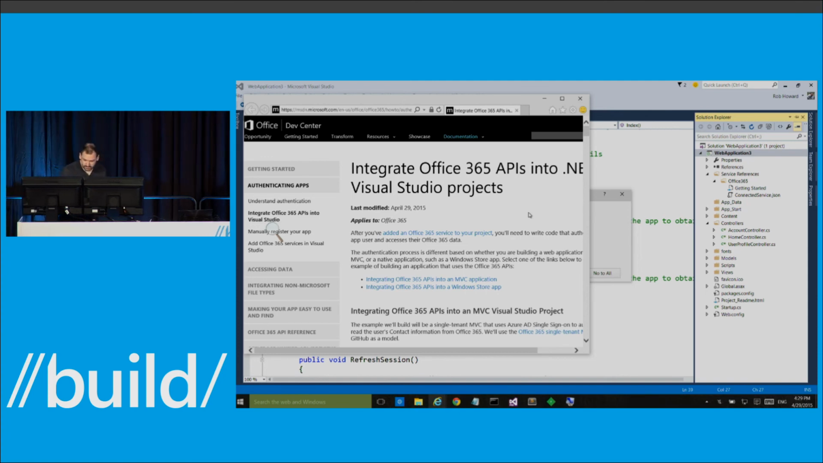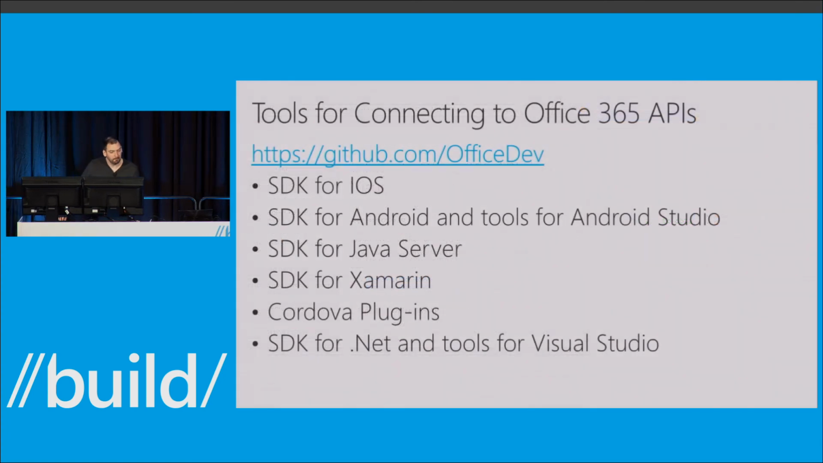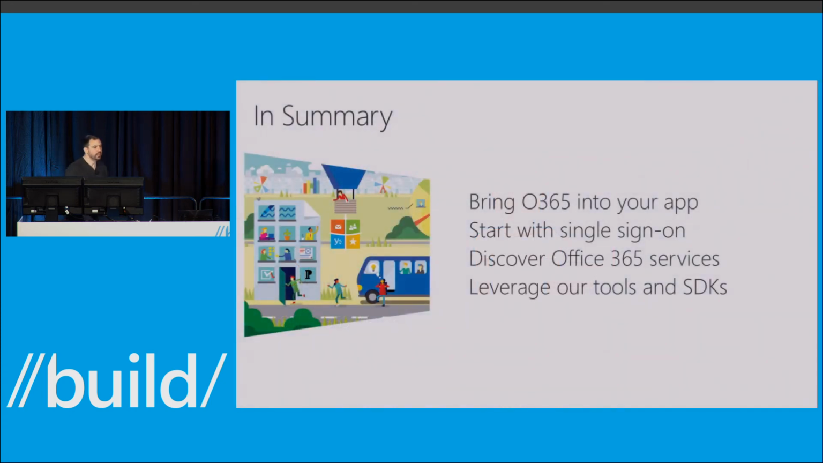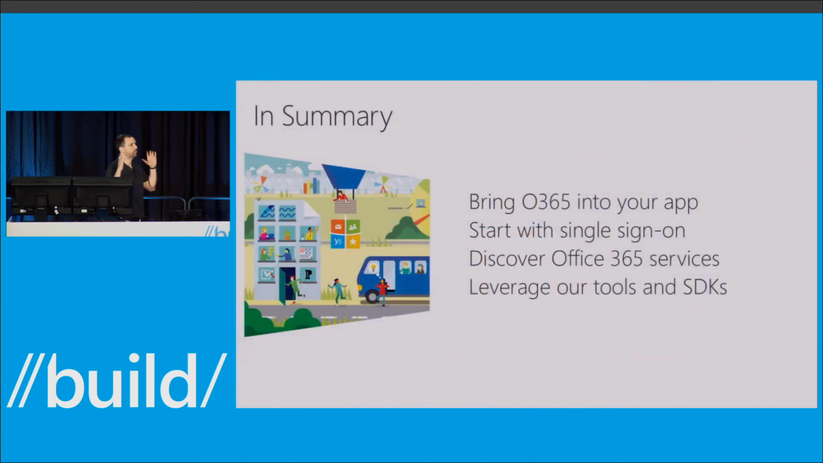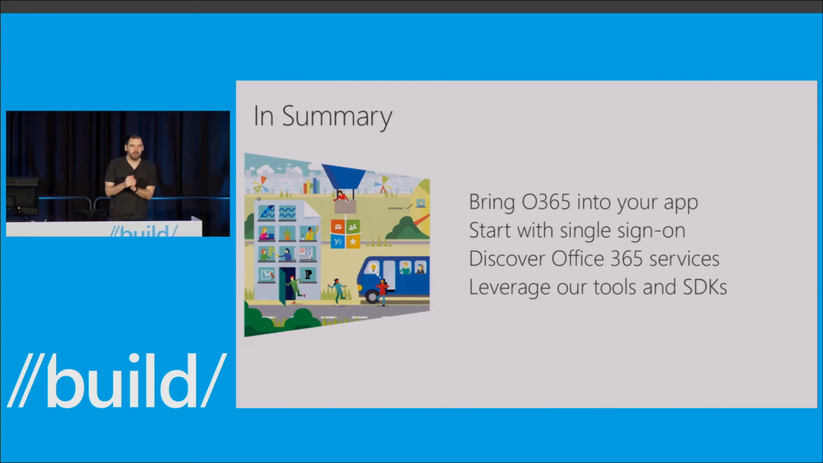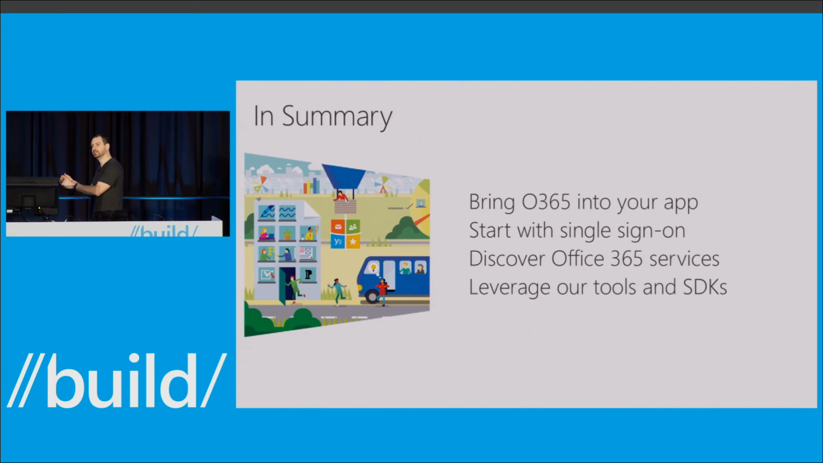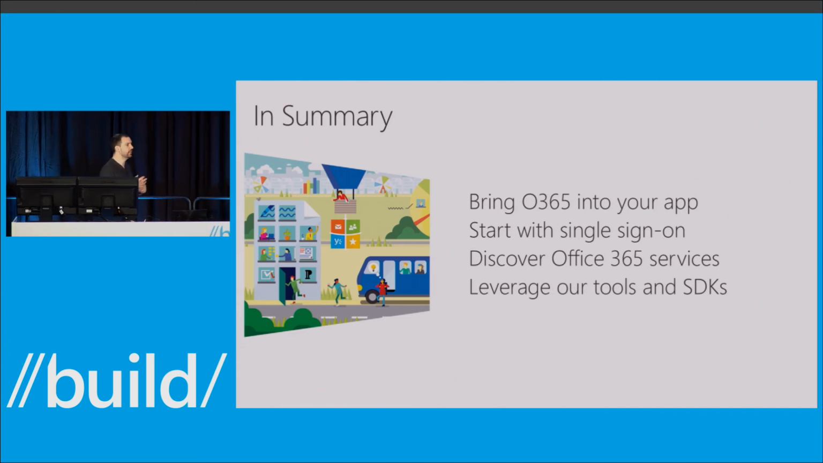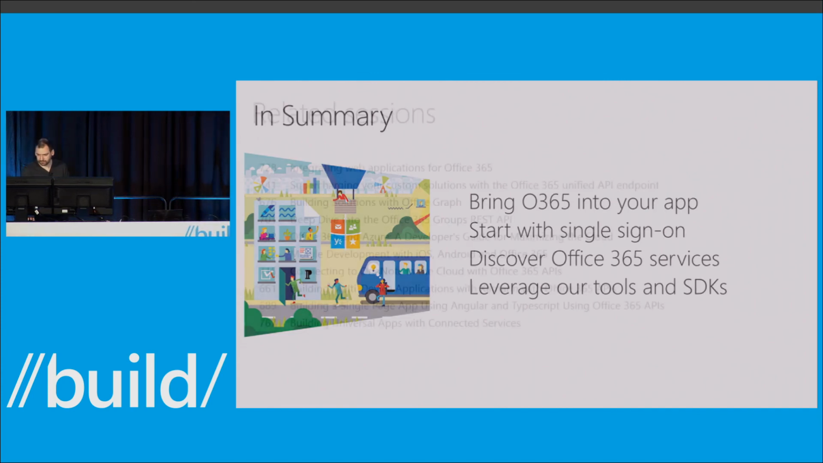I'm going to go back to PowerPoint and finish up. I think I have like 30 seconds. So that was the demo of Visual Studio. In summary, bring Office 365 into your app. Do single sign-on, start there, but then take it the next step. Add in the intelligence that you get from interacting with things like the user's calendar, from things like the Office Graph with their notebooks, using the Office 365 REST APIs, and all of the tools in the SDKs that make it really easy to integrate it into your platform.